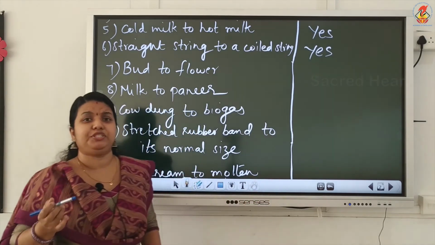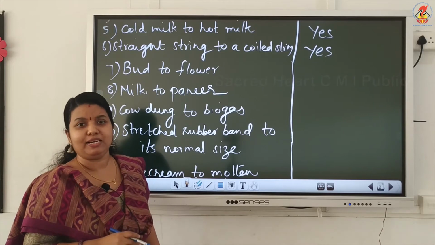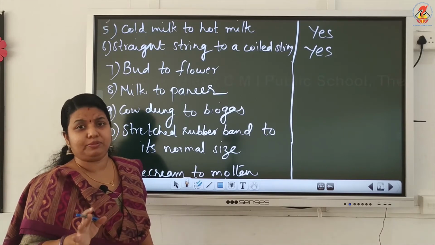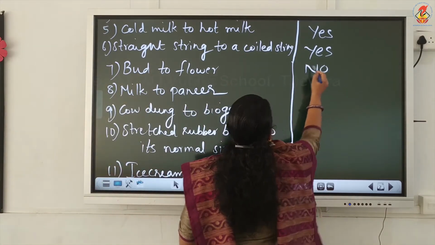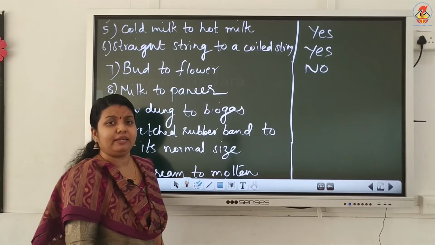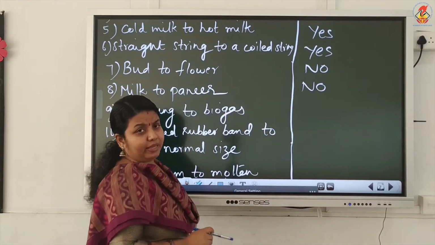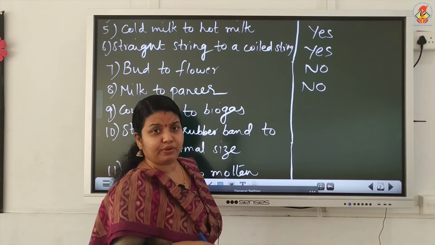Bud to flower. A bud changing into a flower. What type of change is that? That is an irreversible change. You will not get the bud back from the flower. So it cannot be reversed. Milk to paneer. Will you get milk back from paneer? No. Cow dung to biogas. Will you be able to get cow dung back from biogas, which is used as a fuel? No.